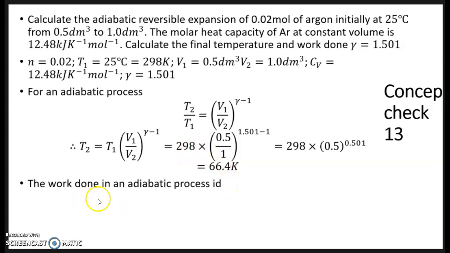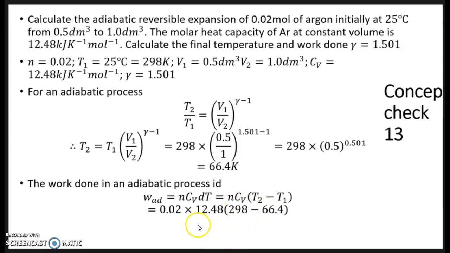So the work done in an adiabatic process is W equals n Cv dT, which is n Cv times T2 minus T1. So we have 0.02 times 12.48 times 66 minus 298, so we have 57.8 kilojoules.